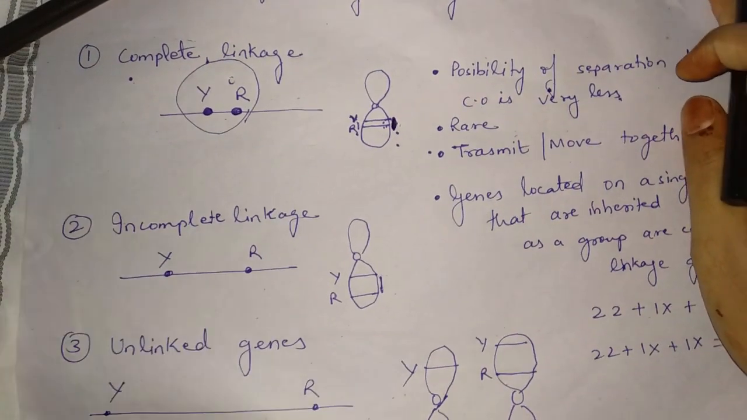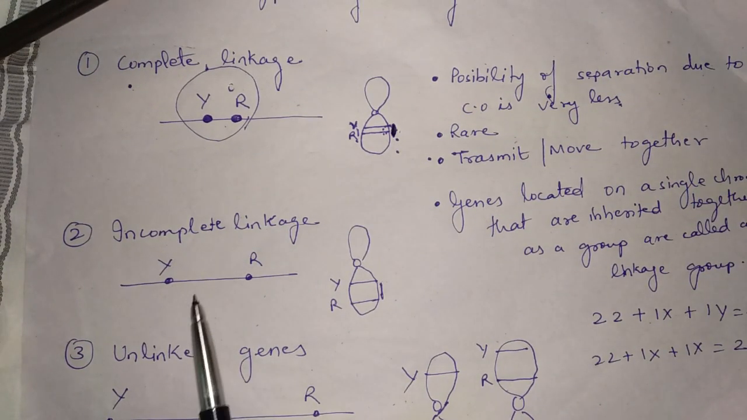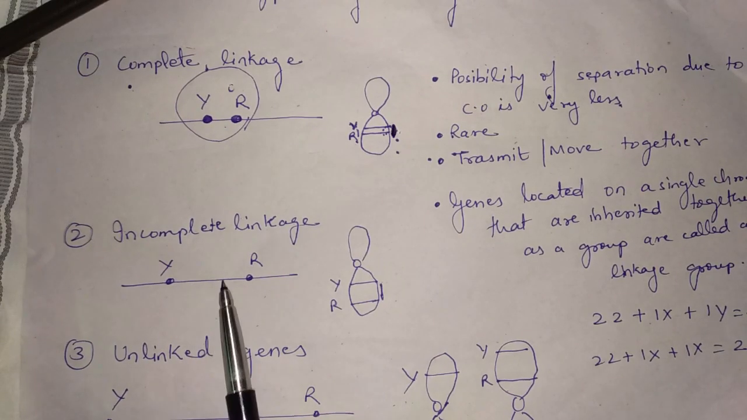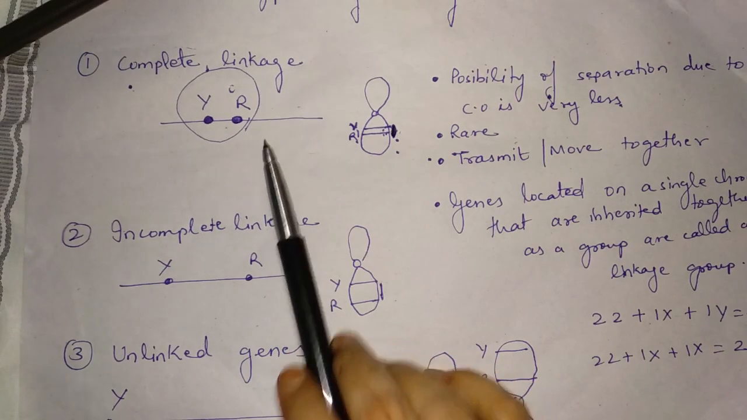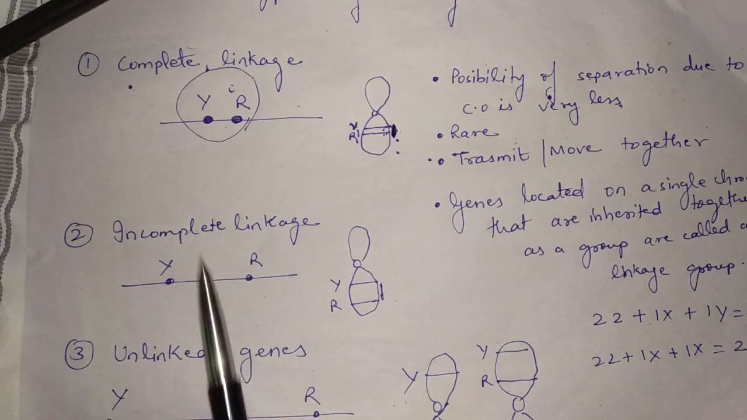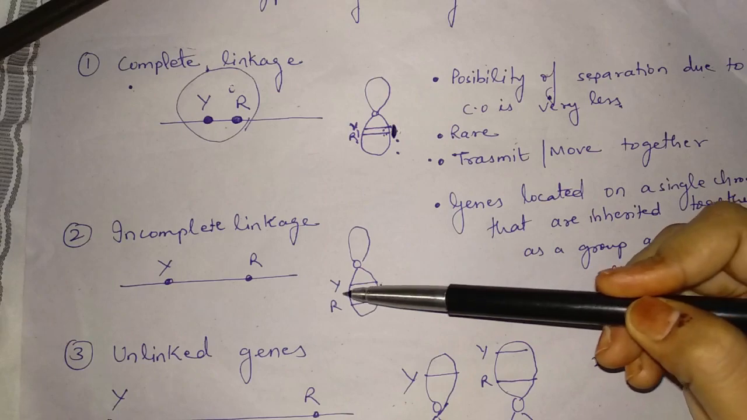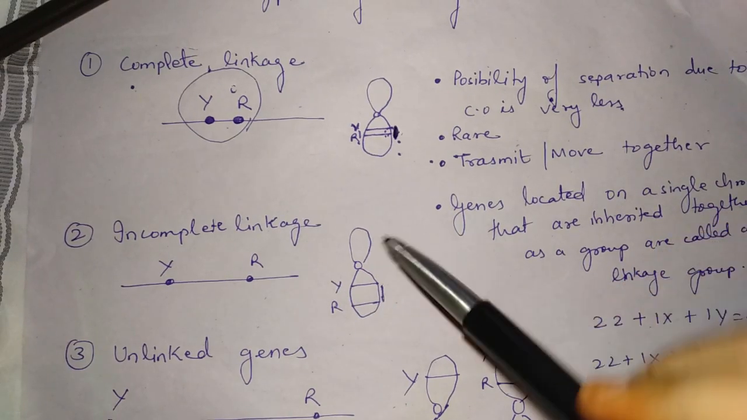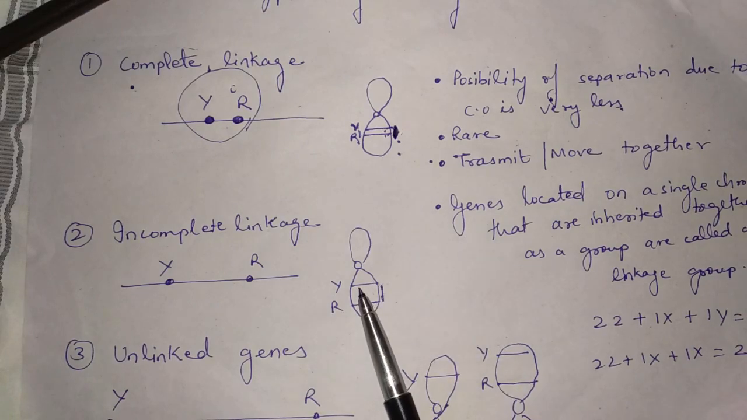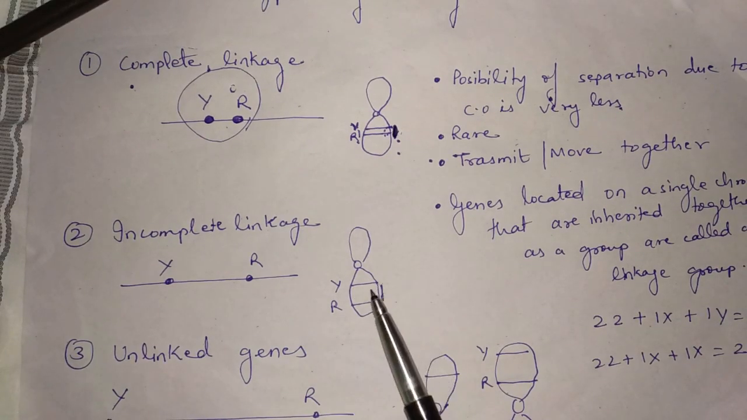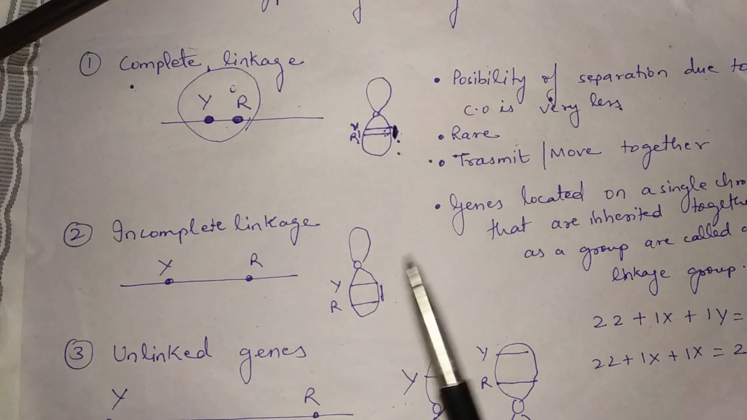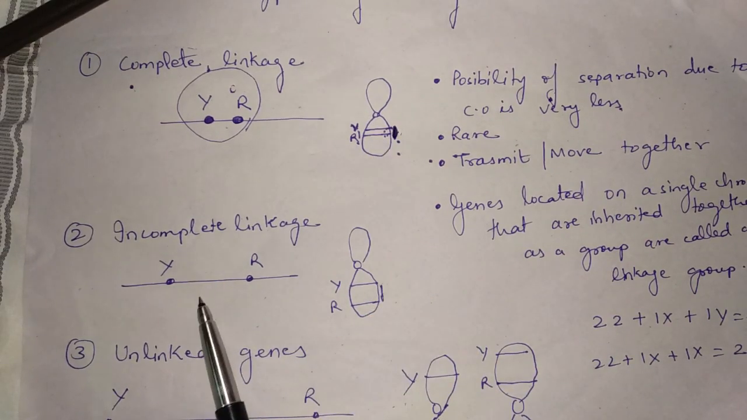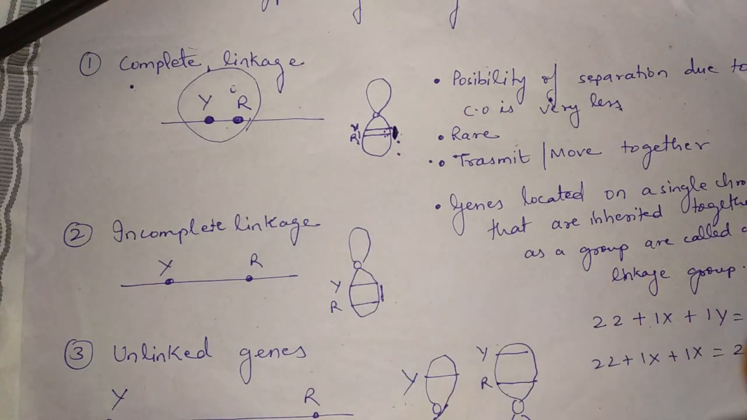The second case is of incomplete linkage. Here the linked genes, that is the genes which are close to one another, are not that close as compared to this case, that is the distance in between them is greater than this case. See over here, gene Y and gene R are a little bit apart from each other, as a result of which the chances of their separation due to crossing over become more as compared to this, and this is more common as compared to this in nature.